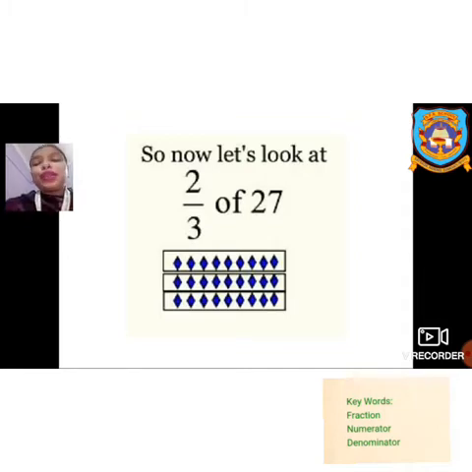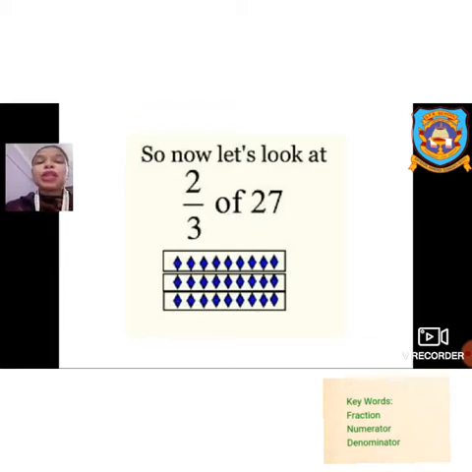Now today we are going to find the fraction of a number. In the previous chapter you did addition and subtraction of like fractions. In this chapter you are finding the fraction of a number. Now how to do that? For this I have taken a question here. Let's look at 2 by 3 of 27.